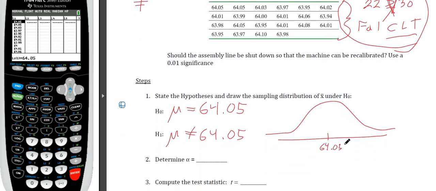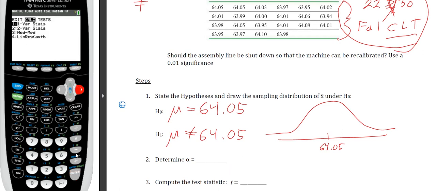Furthermore, if I want to find what this mean is, I can go into stat, into 1-Var Stats, and run 1-Var Stats on L1 to find what that mean is, just so I can see this here. I get 64.00. So they have a mean of 64.00. And I want to find what this p-value is.